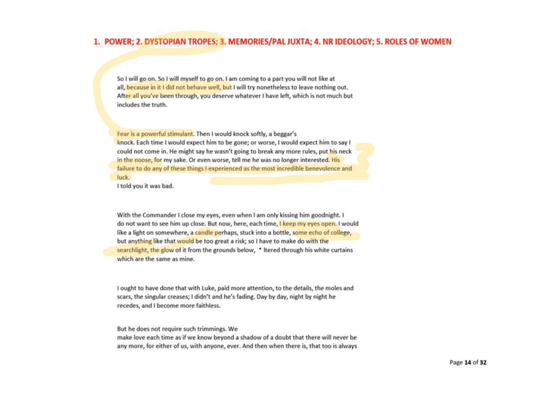This is dystopian romance. A bit of regret here that she didn't have more experiences like this or cherish them more with Luke. Now she's experiencing something similar with Nick in the present. "I didn't, and he's fading." So obviously there's a little thing we can use towards memories of loved ones disappearing. "Day by day, night by night, he recedes, and I become more faithless." Pretty harsh on herself, given that we don't know where Luke is. But there we go. "We make love each time as if we know beyond a shadow of a doubt there will never be any more."